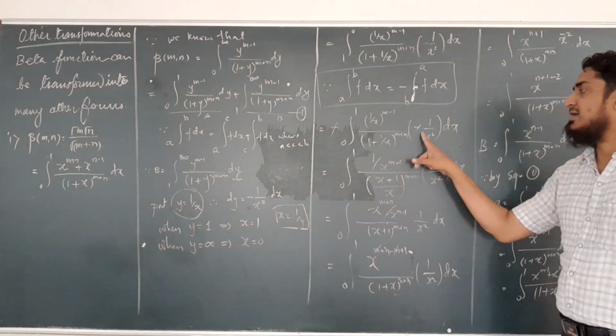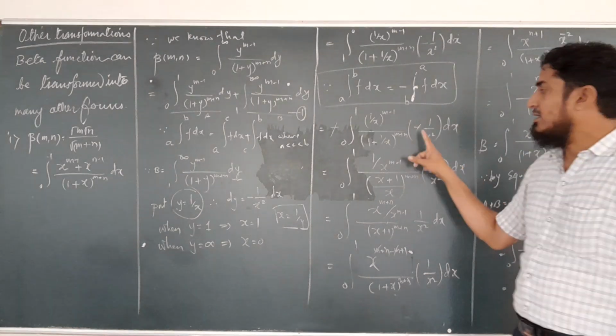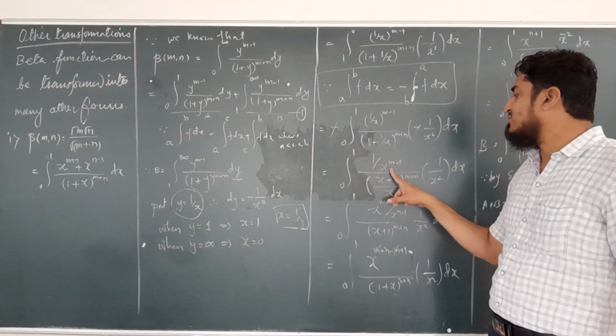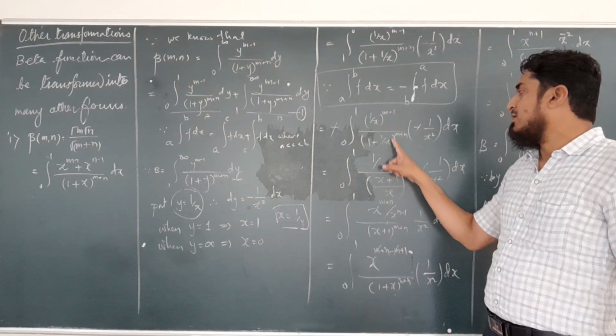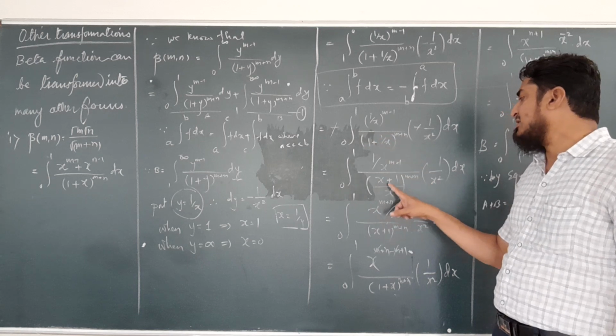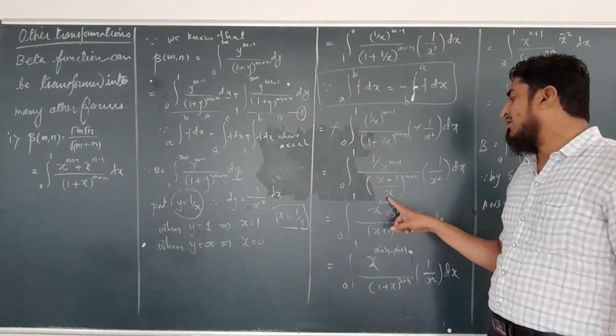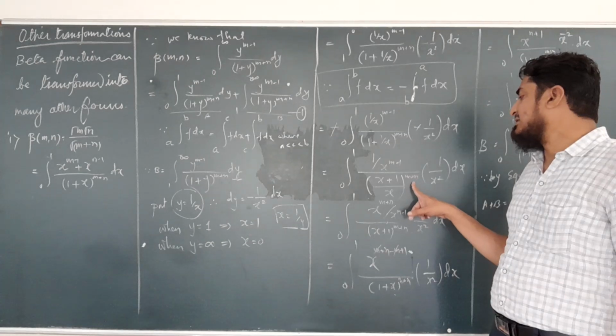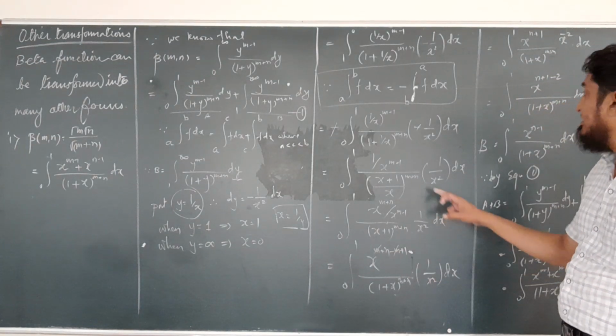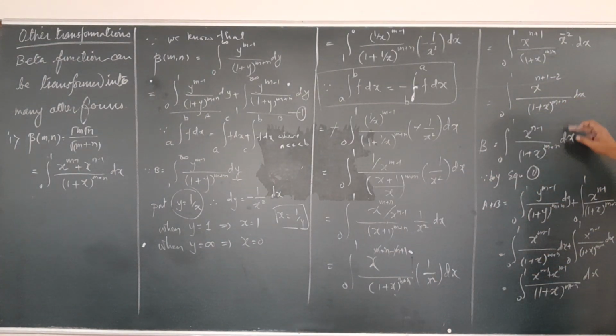This minus and minus will cancel. We will get integration from 0 to 1, 1 upon x raised to m minus 1, and after solving this, we will get x plus 1 upon x raised to m plus n, and after solving all these things by using our rule of indices, we can easily get this expression.